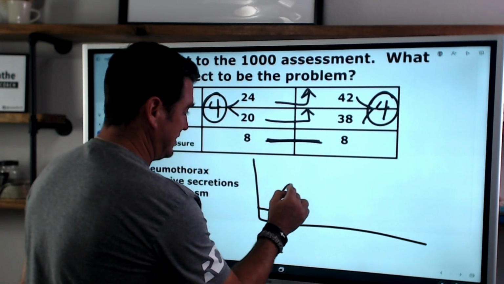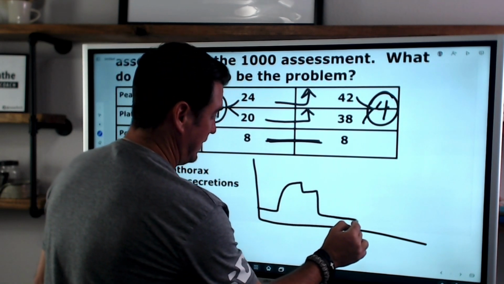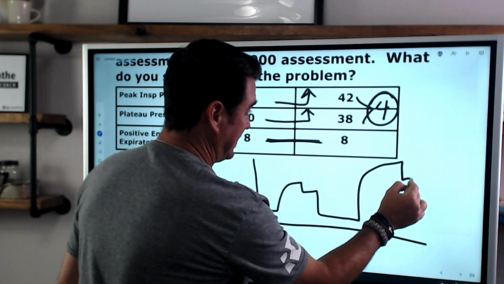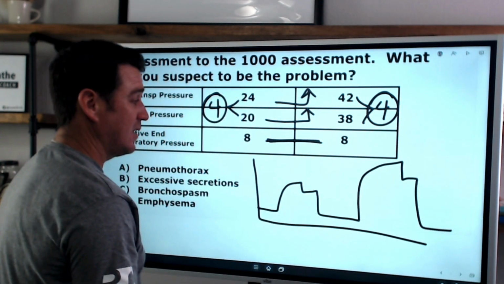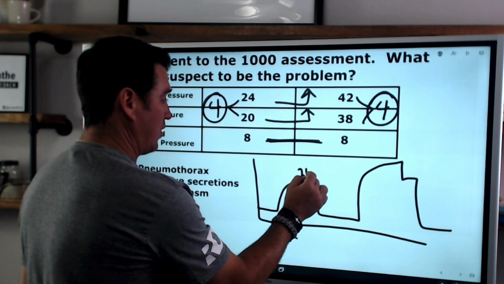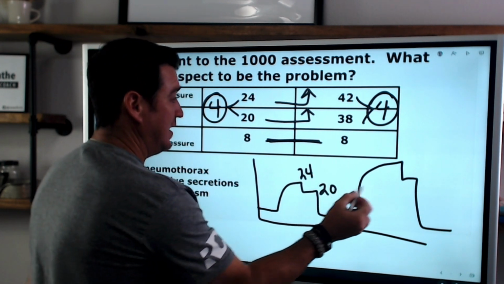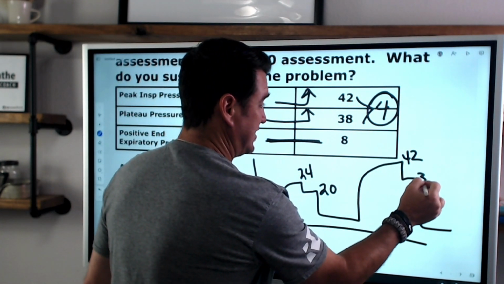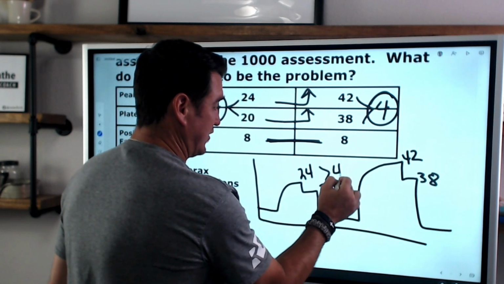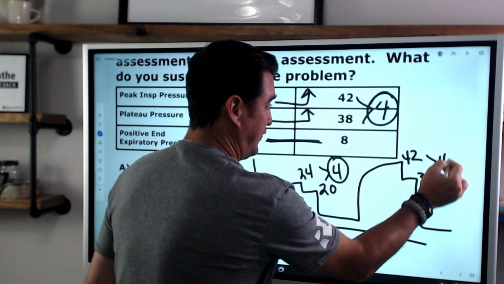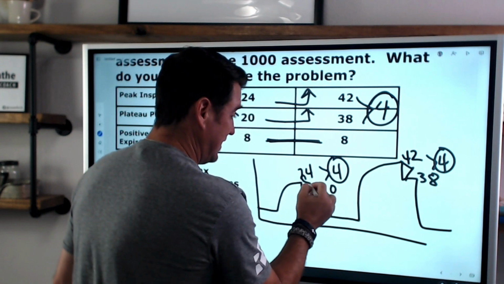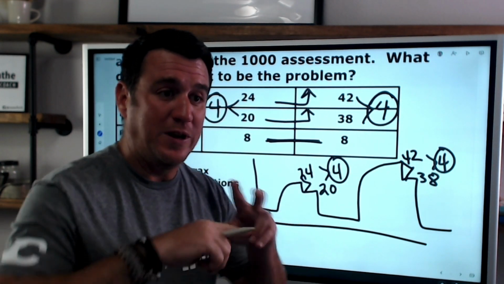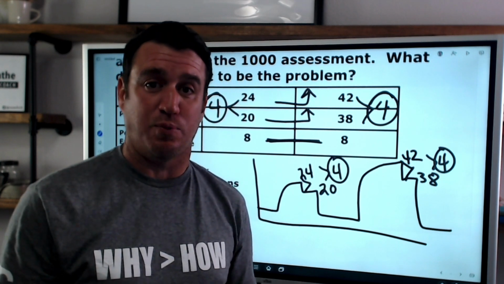So we start like this, and 3 hours later we're like this. Okay, so this is 24, this is 20, this is 42, this is 38. We have a difference of 4. We have a difference of 4. This is not the problem. We do not have an airway resistance problem, right?